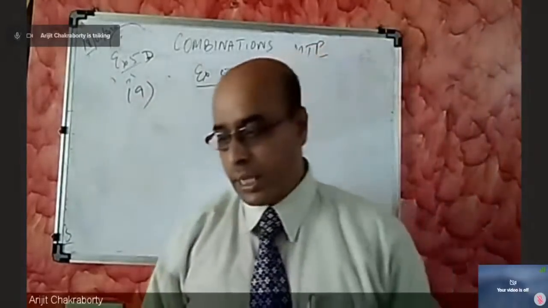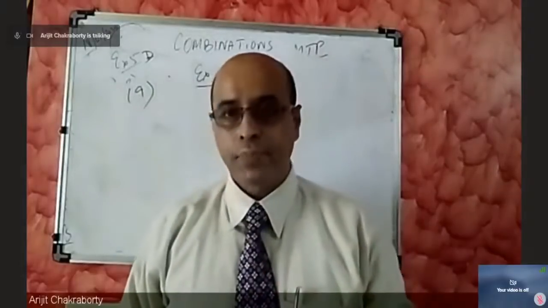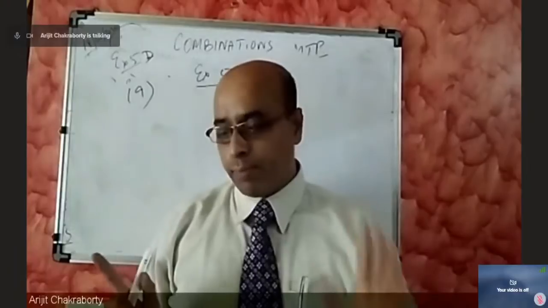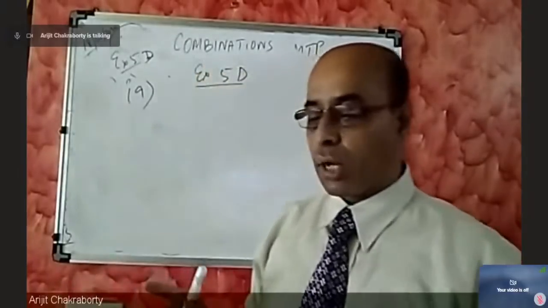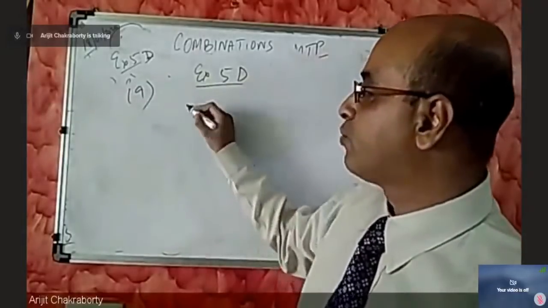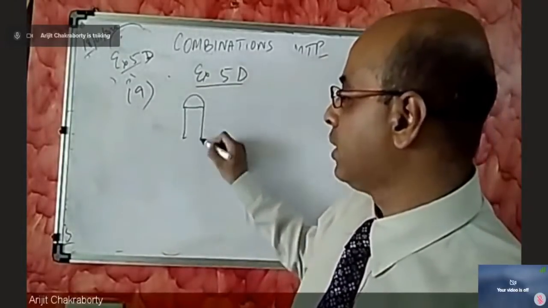The question is, 5 letters are written and there are 5 letter boxes. The number of ways in which the letters can be dropped into the boxes. Similar problem we did today. So there are 5 letter boxes.